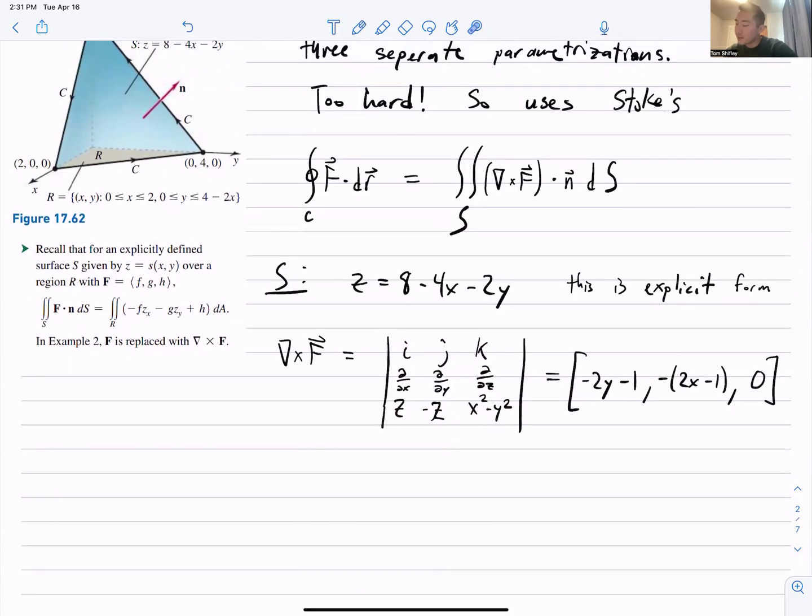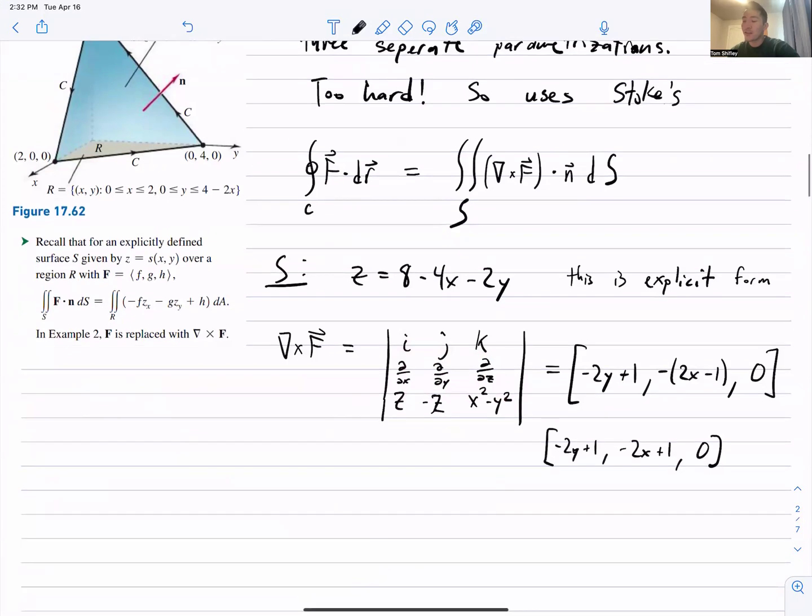Let me make sure this is correct. If I do that, I get x squared, and then this one becomes minus 1. Oh, this one should be plus 1. Plus 1, that's where it went wrong. Because when I cancel this one and this one, it becomes negative 2y, and then minus minus, so that should have been plus. Okay. So it's going to be negative 2y plus 1, negative 2x plus 1, 0. So that's the curl of our vector field.